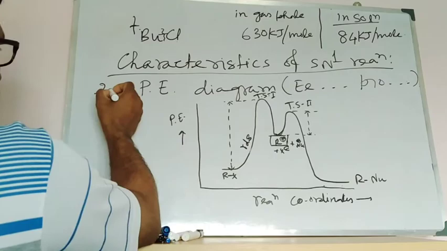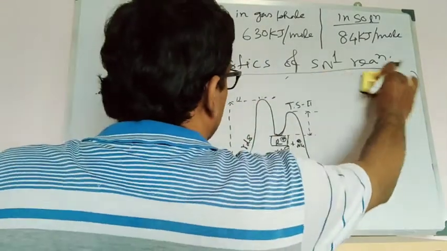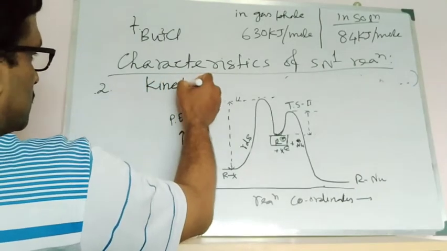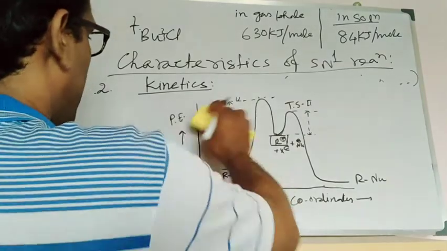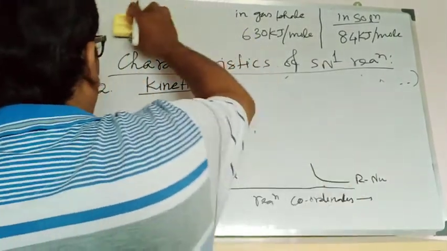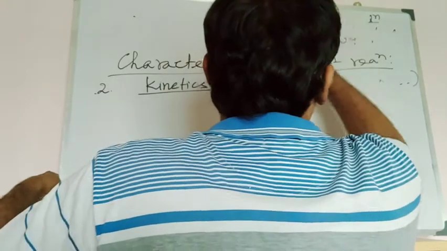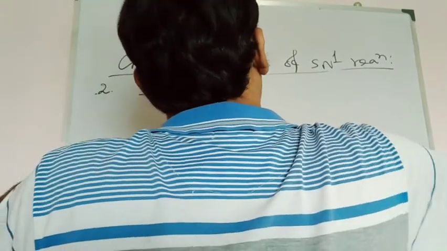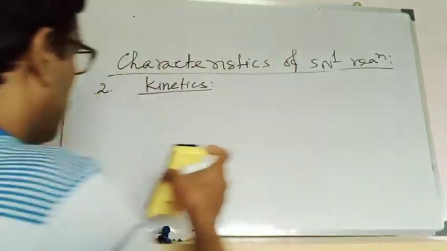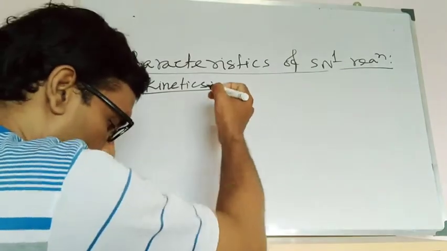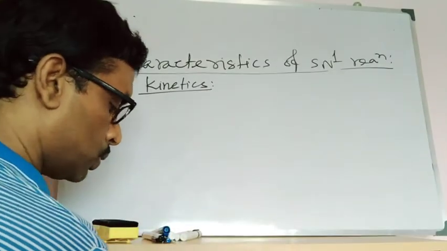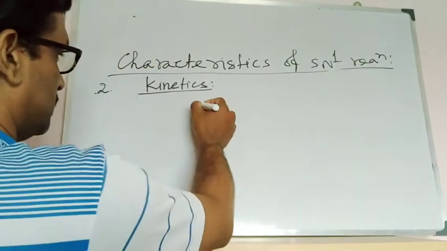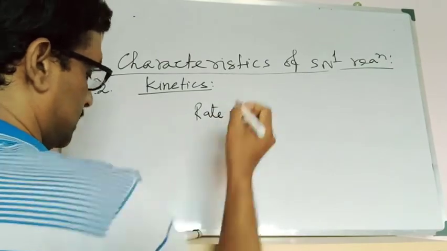Then we come to number 2, the kinetics of this reaction. What is the kinetics of this reaction? Clearly, only one substrate is involved in the RDS. Yes or no? Of course, only one species is involved in the RDS. So the rate of this reaction will be equal to what? The rate of this reaction will depend on this.